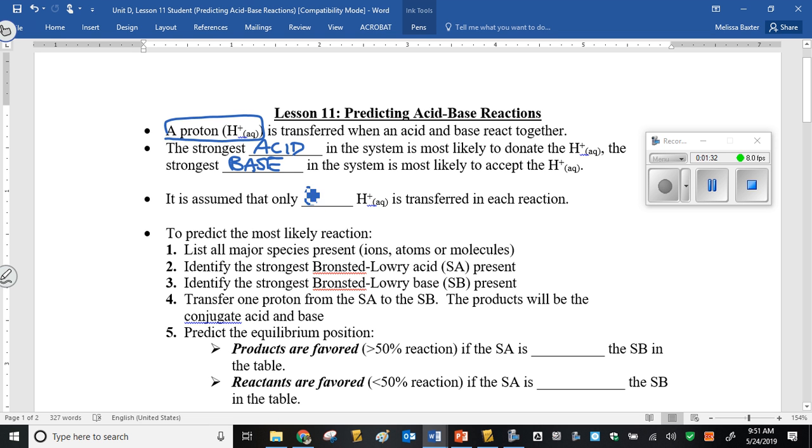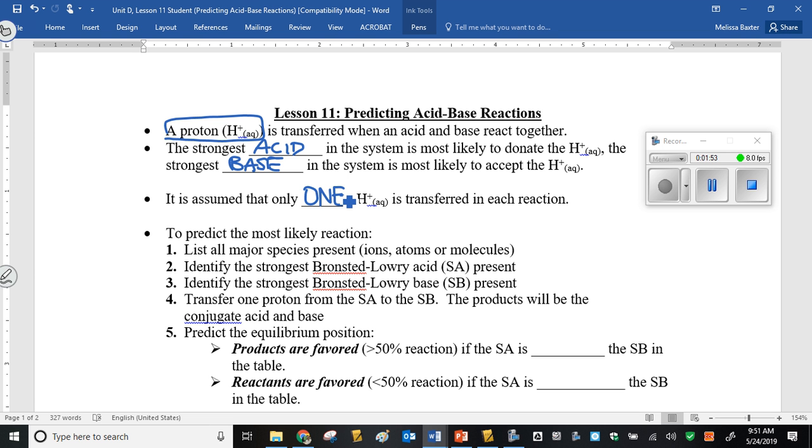One thing that's important is that we're going to assume that only one hydrogen is transferred in each reaction. If an acid, let's say, had more than one hydrogen that it could donate, we would write 2 separate reactions or 3 separate reactions. So for each individual reaction, we're only going to transfer 1 proton at a time.